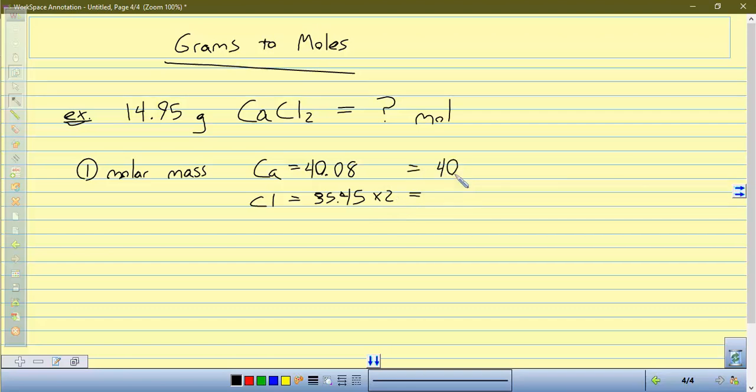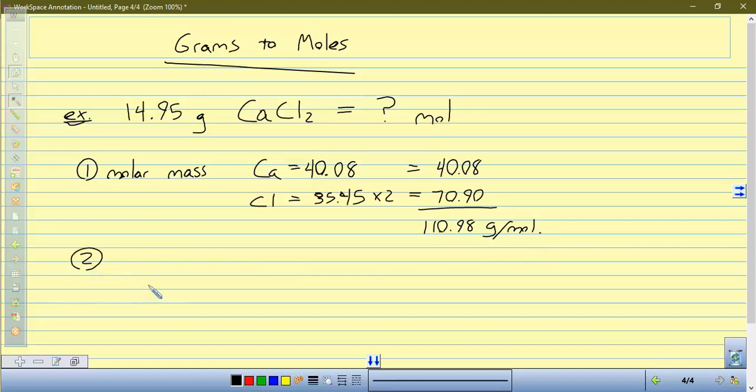So I'm going to multiply that by 2. I'm keeping calcium times 1. This then is 70.90. Add them up and I get 110.98 grams per mole.